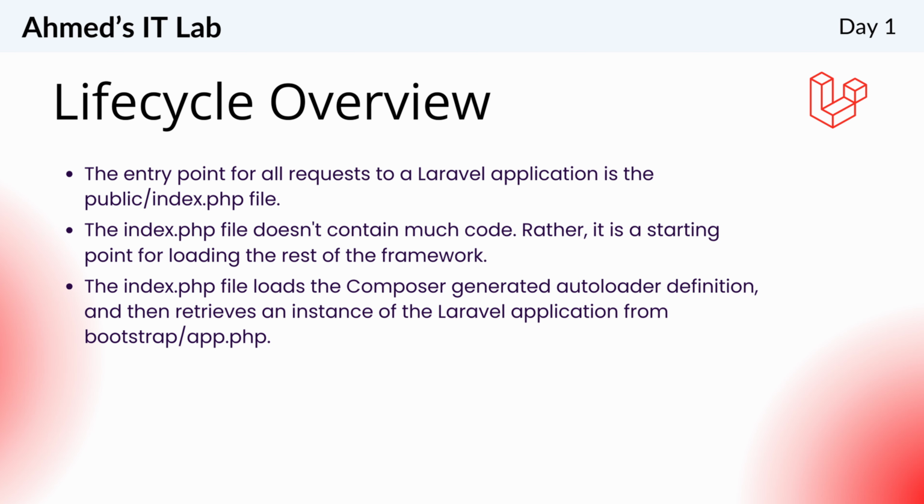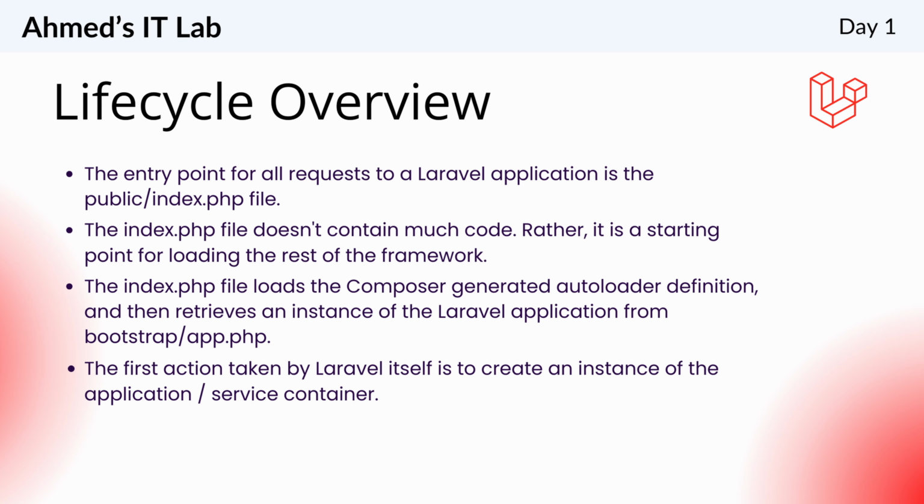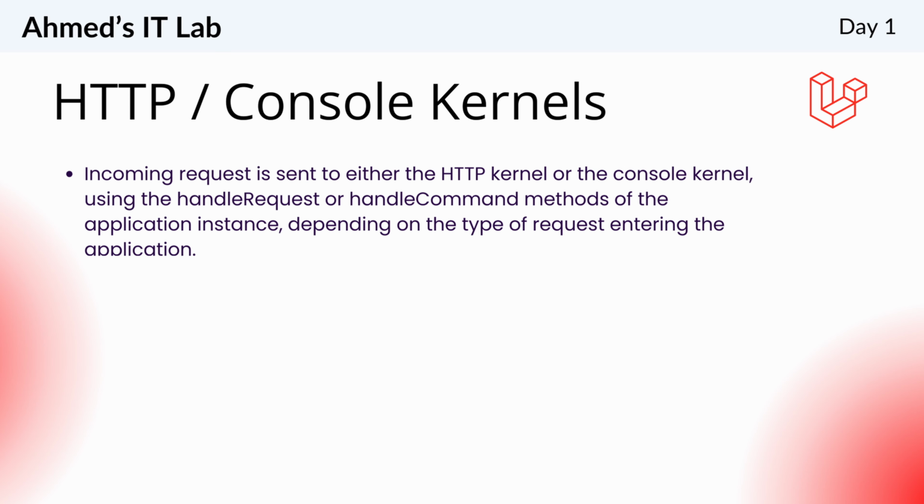The index file loads the Composer-generated autoloader definition and then retrieves an instance of the Laravel application from bootstrap/app.php. The first action taken by Laravel itself is to create an instance of the application service container. Then the incoming request is sent to either the HTTP kernel or the console kernel using the handleRequest or handleCommand methods of the application instance.